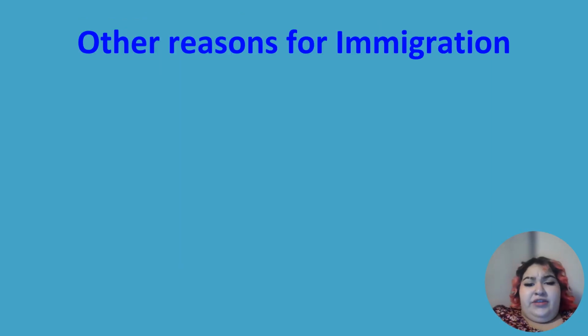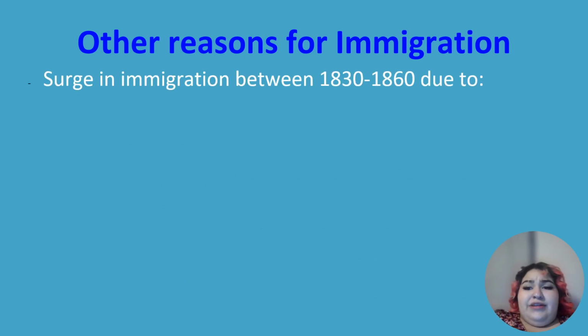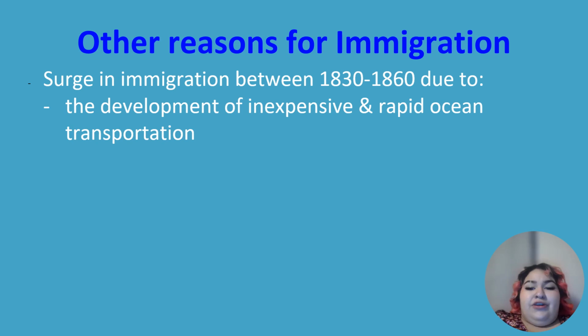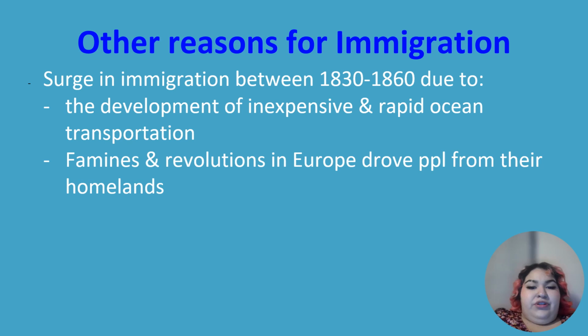But there are also a bunch of other reasons for immigration, right? And because of this surge, we're going to see a development in ocean transportation, right? That has changed, and that's going to lead to more immigration. Right, so now the ability for people to immigrate from wherever they're coming from across the seas, that transportation boat technology is going to be greatly improved, right? Making it faster and safer. Again, there are going to be famines and revolutions in Europe that are going to drive people from their homelands.